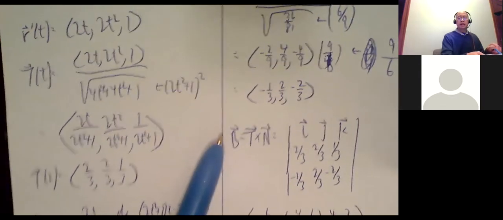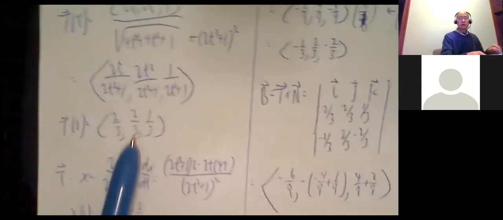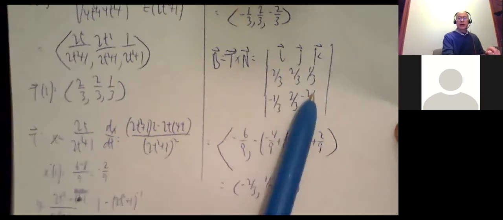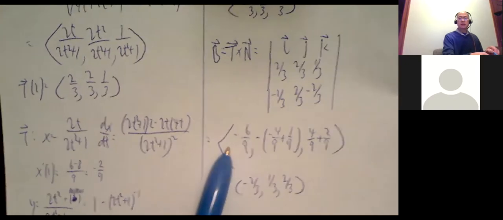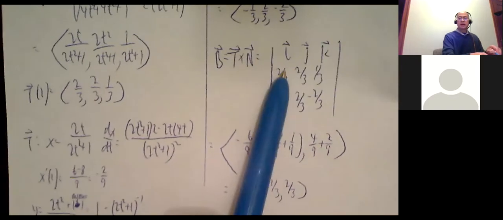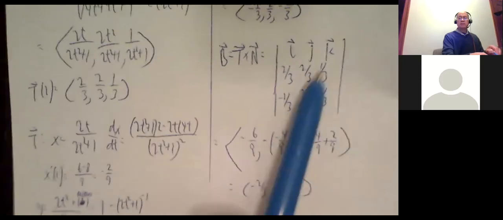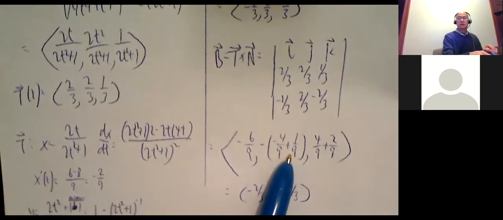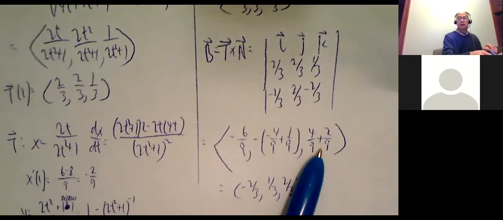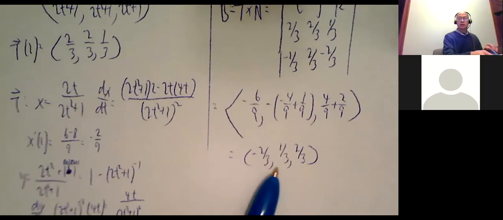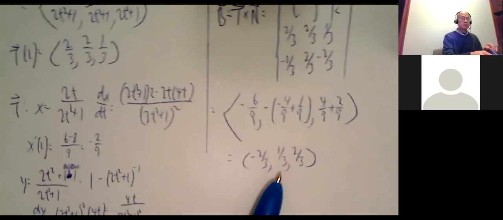Okay, and then B by definition is T cross N. So that minus that is negative 4/9 minus 2/9, which is negative 6/9. Then j is negative that: negative 4/9 minus a minus, plus 1/9. And then 4/9 minus a minus 2/9, 6/9. So negative 2/3, 1/3, 2/3. Okay, so that's as much as I'm willing to do for that, especially since we did it previously.